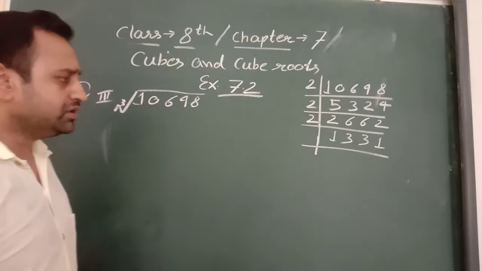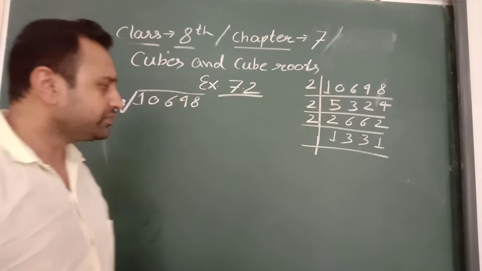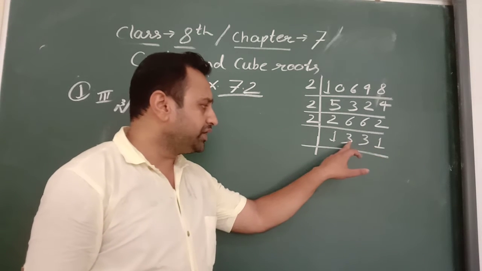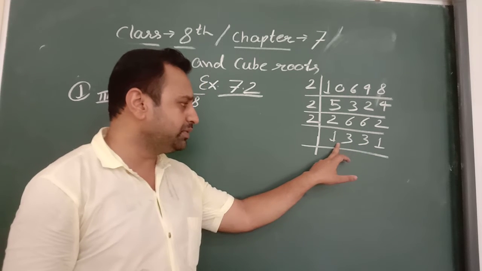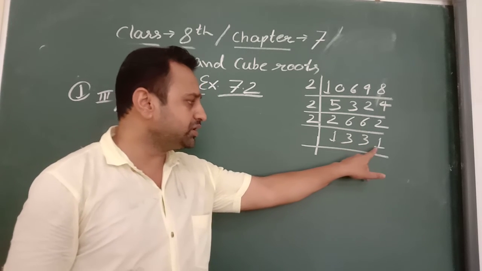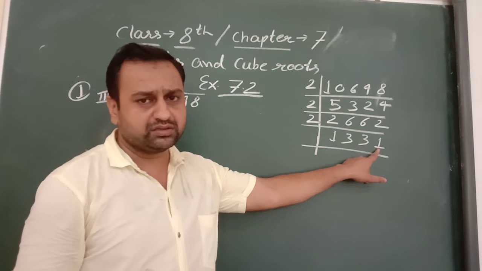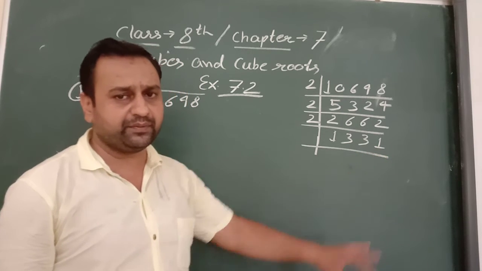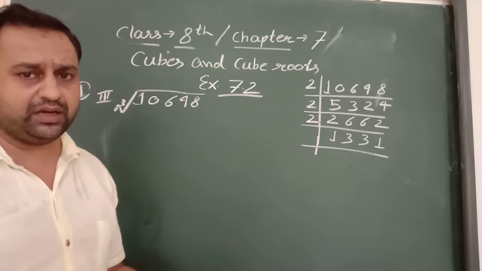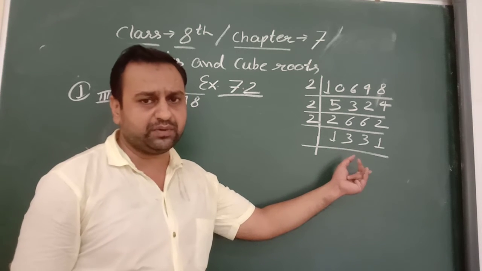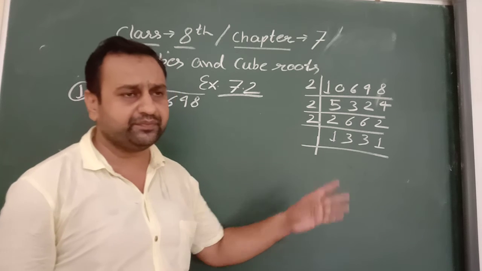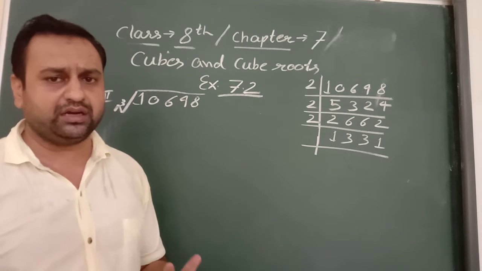Now 1331. Sum of the digits is 8, so it is not divisible by 3. Because its last digit is 1, it is not divisible by 5. Next 7. If we divide this by 7, it is not divisible by 7. You can check. Now 11.